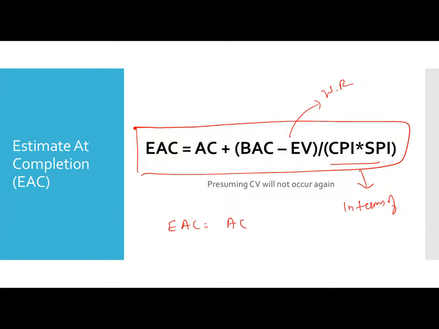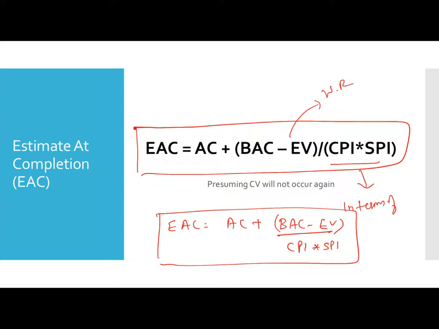EAC is equal to AC plus... I've also mentioned this in the dump sheet video. You can go and watch that video on CPI, it's uploaded on YouTube. It's going to look like this. Okay, remember in estimate at completion there will always be a plus sign. Actual cost plus something, actual cost plus something, remember that.